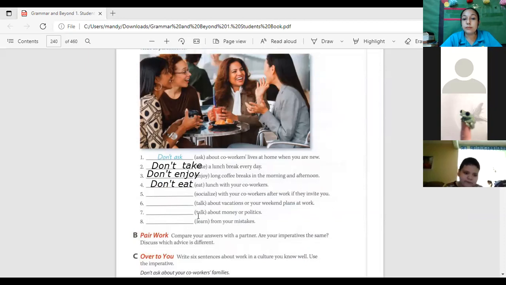Number five, socialize with your coworkers after work if they invite you. So that means don't, and you write a verb. Don't socialize. Don't socialize with your coworkers after work if they invite you. Next one, number six. Don't talk about vacations or your weekend plans at work.